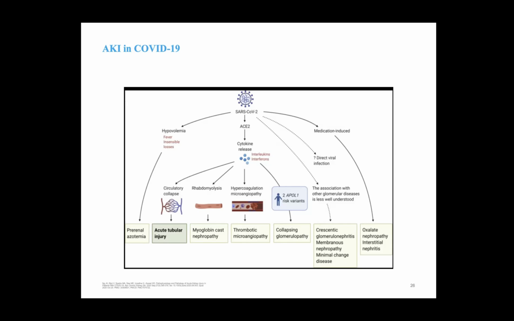They cause a cytokine release and can cause hypercoagulation, causing thrombotic microangiopathy, can cause rhabdo and cause myoglobin cast nephropathy, and obviously circulatory collapse from ARDS and sepsis and acute tubular injury. And there have been reports of some collapsing glomerulopathy as well.